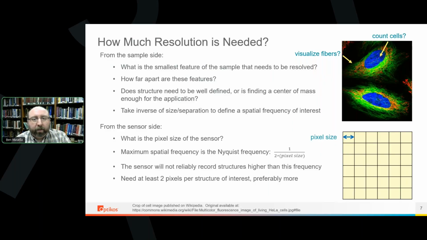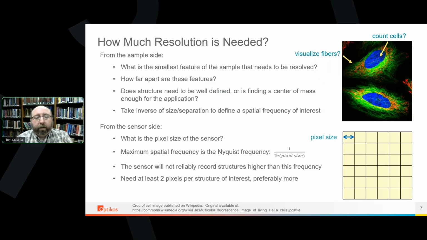Now, you probably want to be a little bit higher in terms of sampling than the Nyquist frequency on your object side, just to avoid issues with noise or movement of the sample relative to the sensor. But a good rule of thumb is the Nyquist frequency is certainly the limit of what the sensor could reproduce.